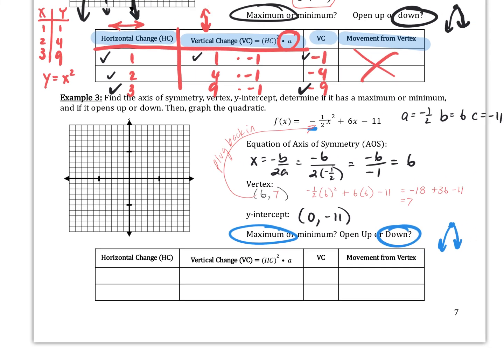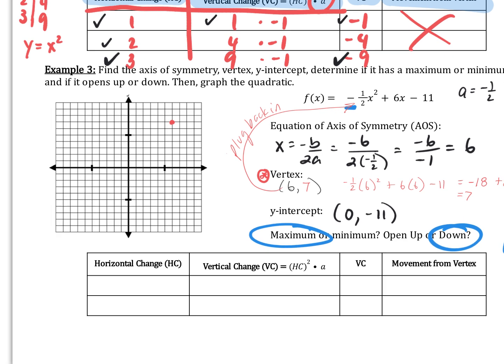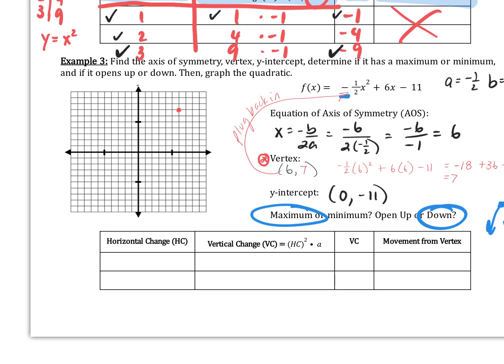All right, I've got everything I need now to graph this. So if I go back here, I'm going to start graphing at my vertex, which is (6, 7). 6, 1, 2, 3, 4, 5, 6, 7. Starts right there. All right. Now, let's look at our horizontal vertical change. I also know my axis of symmetry is going to go straight through. Okay, so then I have my vertical change.